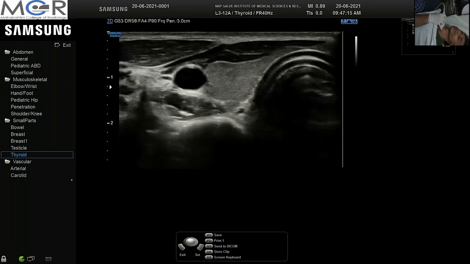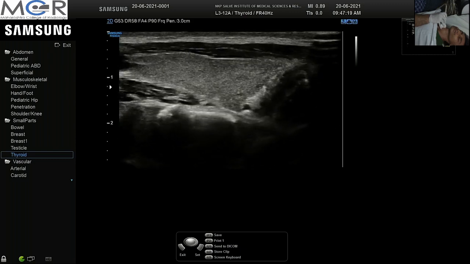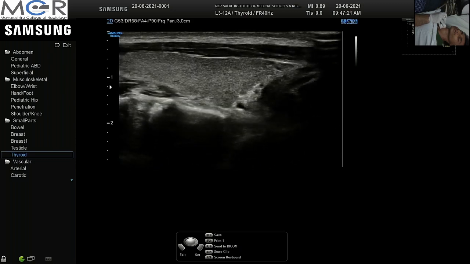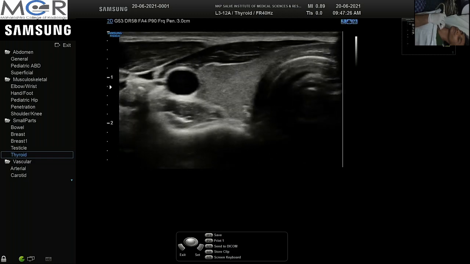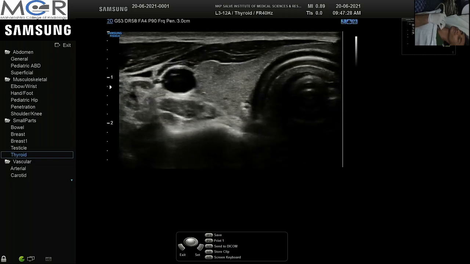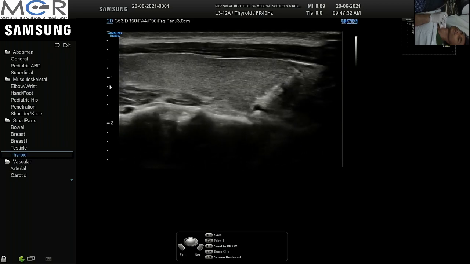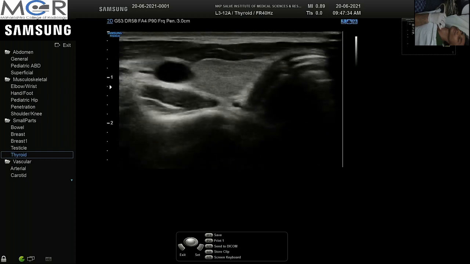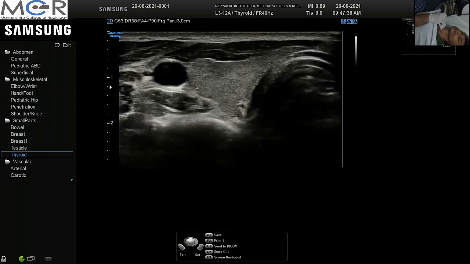It is more common on the right side, seen in up to 70% of the cases, whereas it is seen in up to 50% of the cases on the left side. It is the number one false positive for the superior parathyroid gland. So that must be kept in mind. We don't have to report it as superior parathyroid gland adenoma.